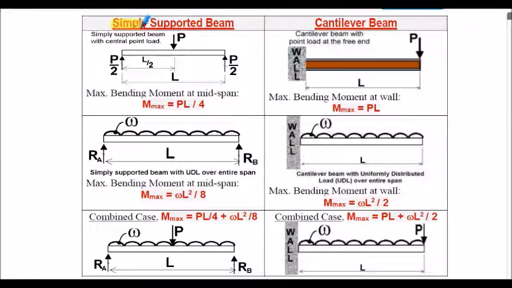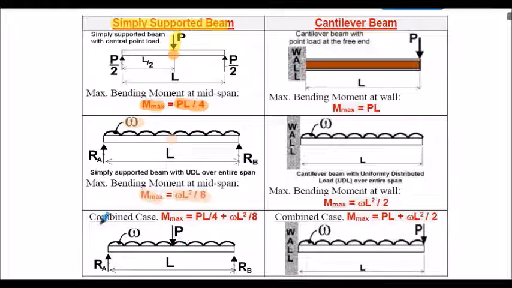So for our simply supported beam, having a point load in the middle, the midspan, it can be shown that the maximum bending moment at this midspan position is PL divided by 4. P is the applied concentrated load, L is the length of the beam. If we have a UDL along the entire length of the simply supported beam, it can be shown that the maximum bending moment occurring in the middle, at the midspan, is omega L squared divided by 8. Omega is the UDL in this case.